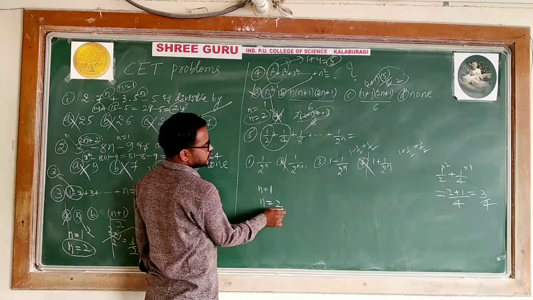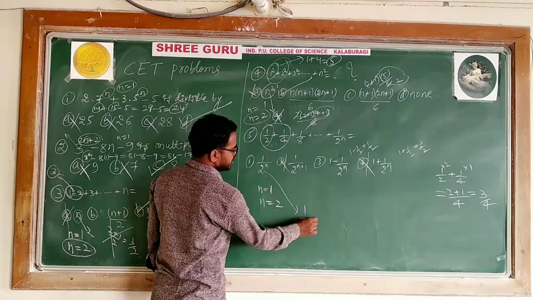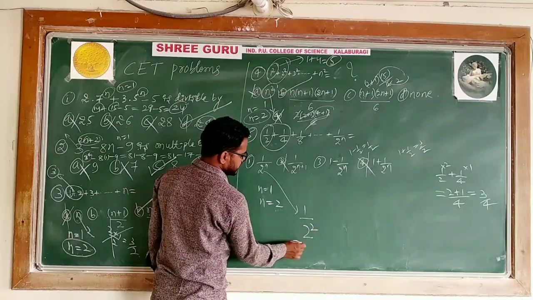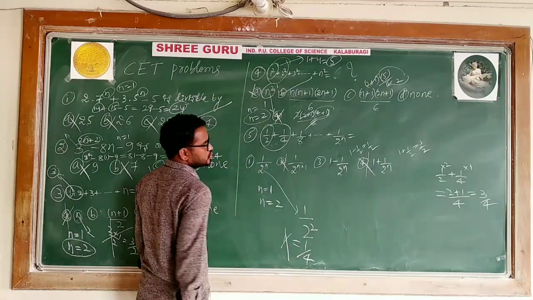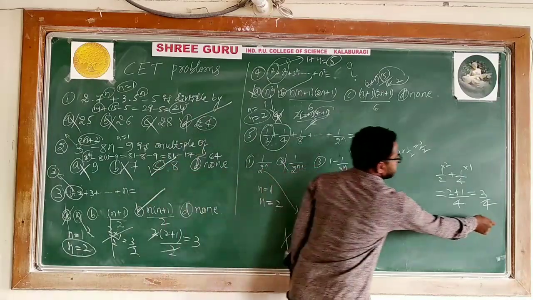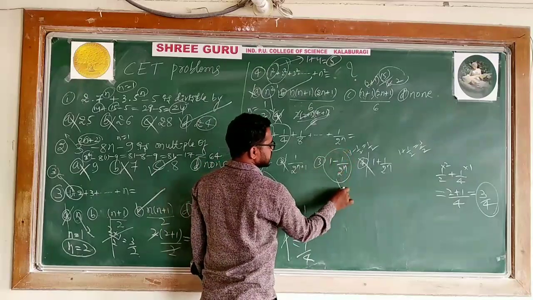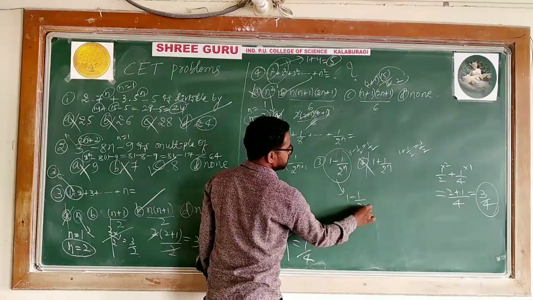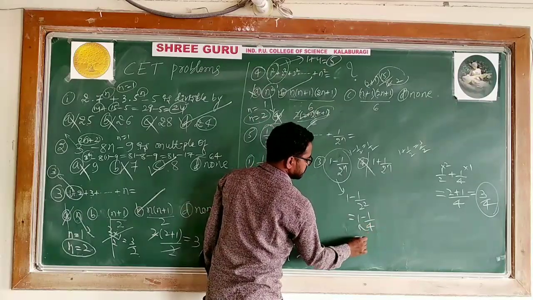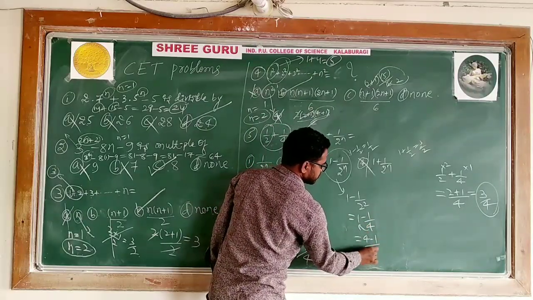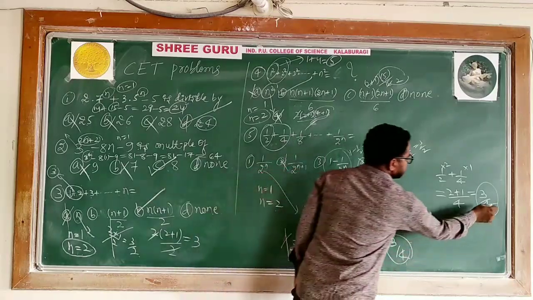When you take n is equal to 2, this option becomes 1 divided by 2 to the power 2, that is 1 divided by 4. This is not equal to 3/4. Here I will take n is equal to 1 minus 1 divided by 2 to the power 2. What happened? 1 minus 1 divided by 4. 4 is the LCM, so 4 minus 1 divided by 4, that is 3/4. So 3/4 is equal to 3/4.